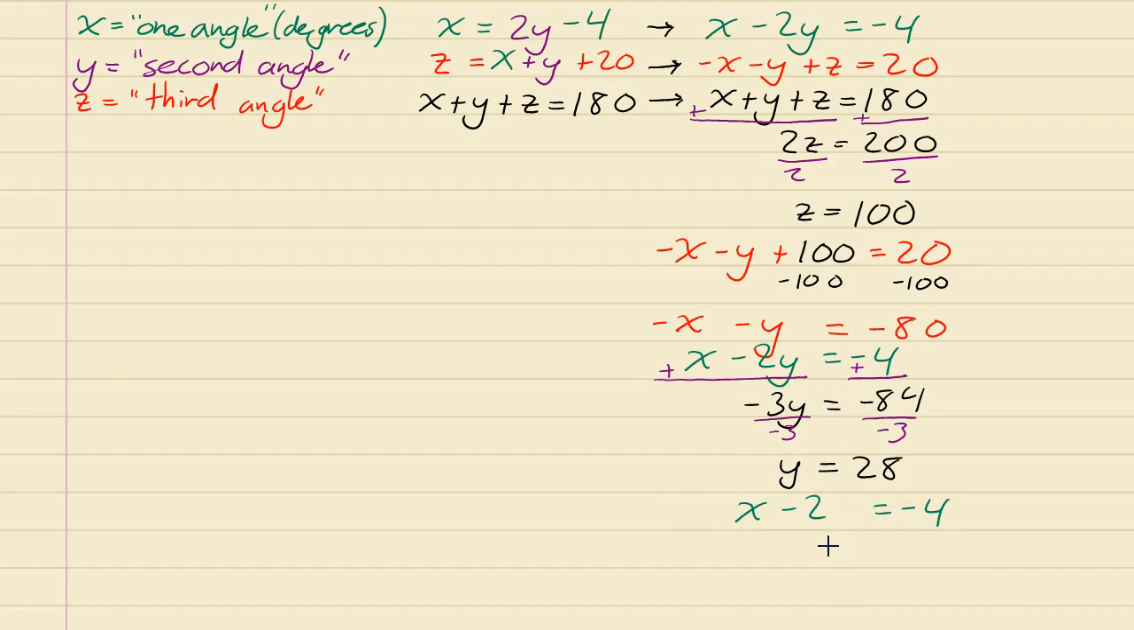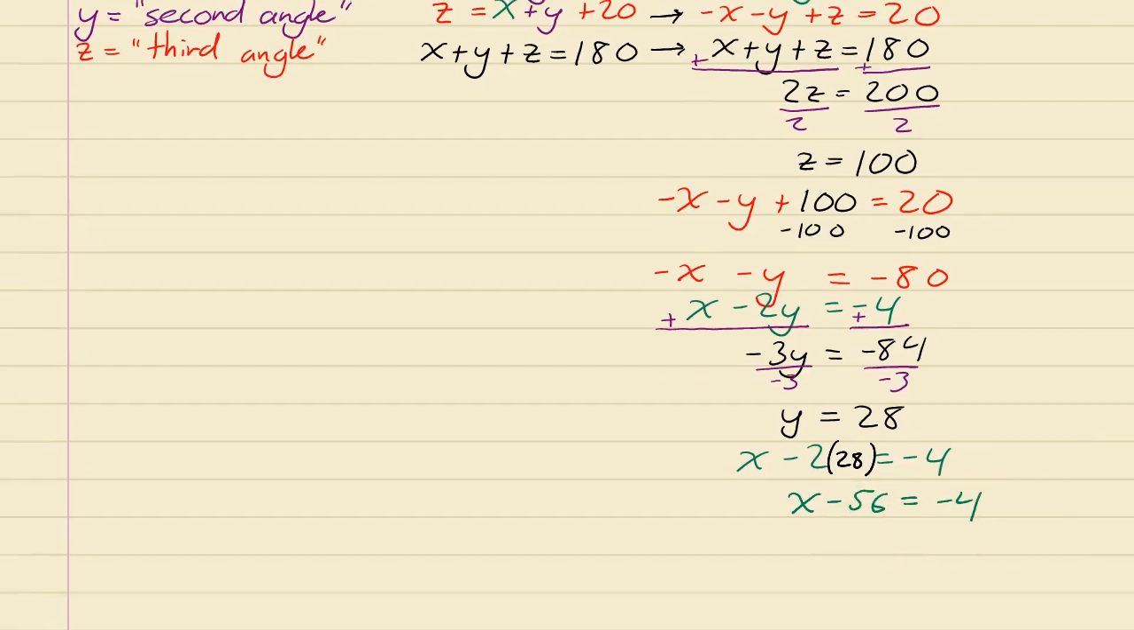And plugging in y equals 28 should give us x minus 56 equals negative 4. And if you add 56 to both sides, you'll end up with x equals positive 52. And that should be the answer to the question. Well, it's not exactly answering the question yet. It should be the solution to the system.